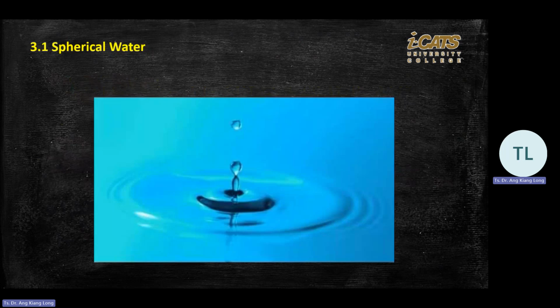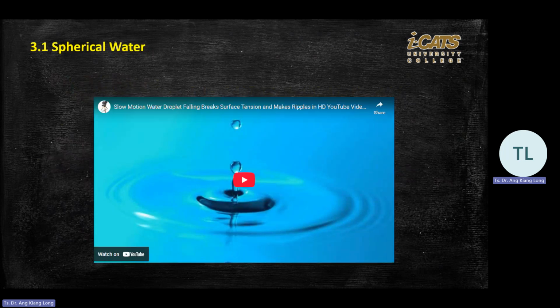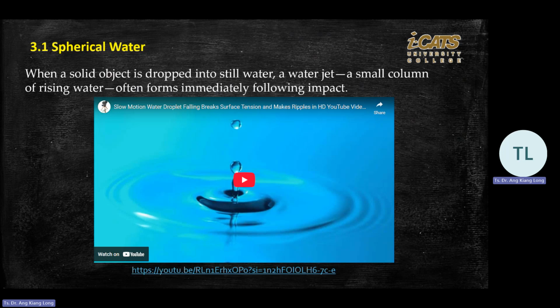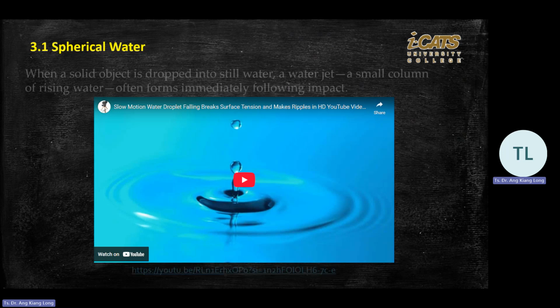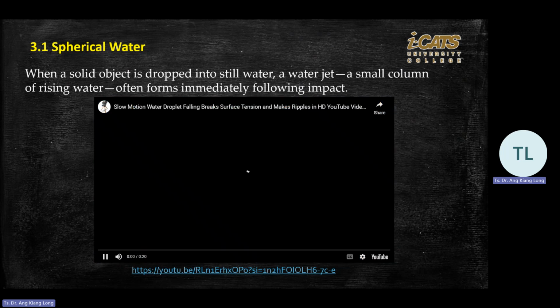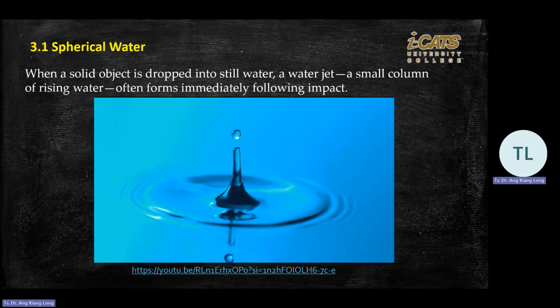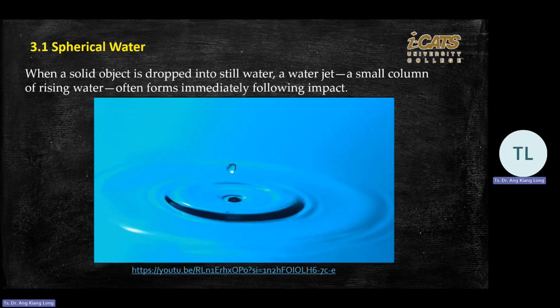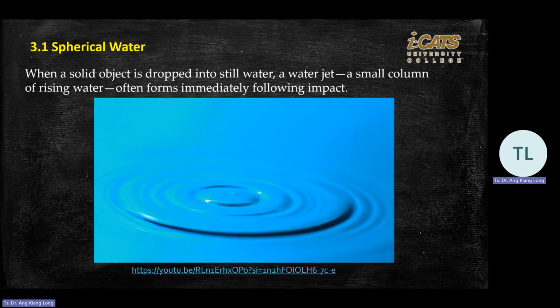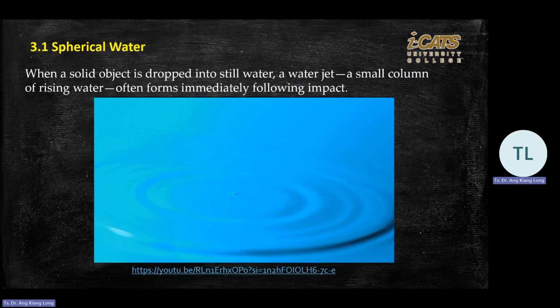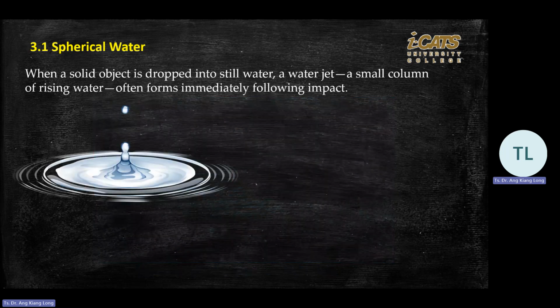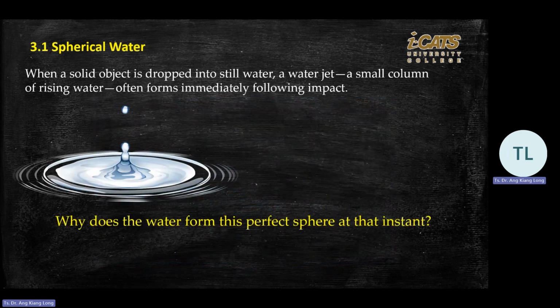Okay. This phenomenon you will see when there's a droplet dropped on the water. So you'll see there's a ripple, and you see a form of pillar in a slow-mo video. So we explain why you see this kind of phenomenon. Why when you drop something on water, you will see a pillar come out. So we want to explain this phenomenon.